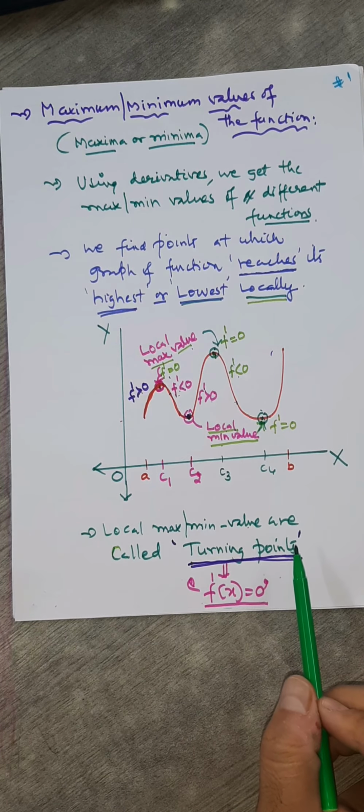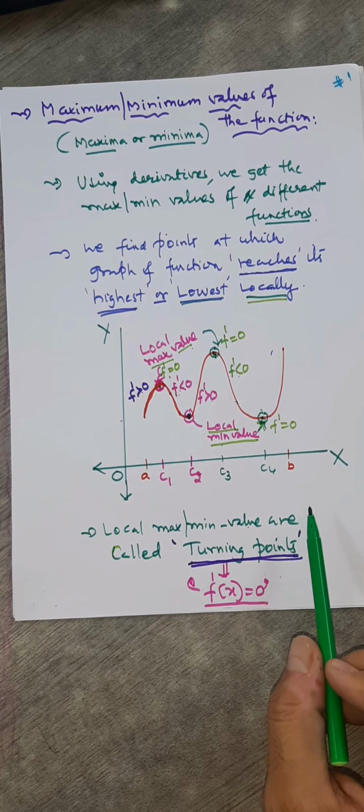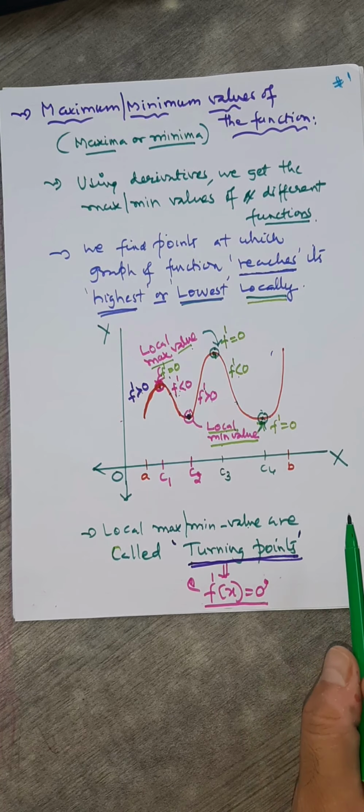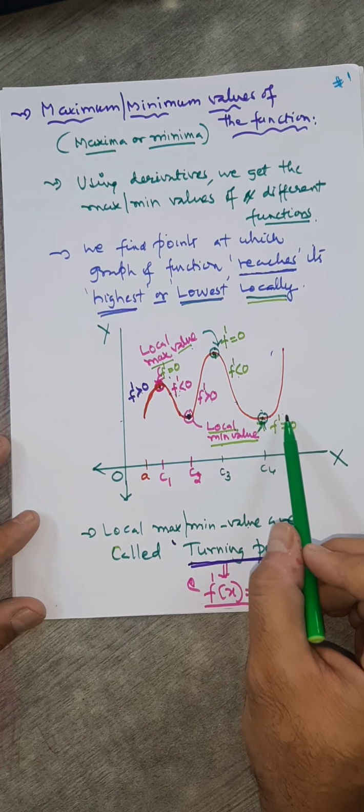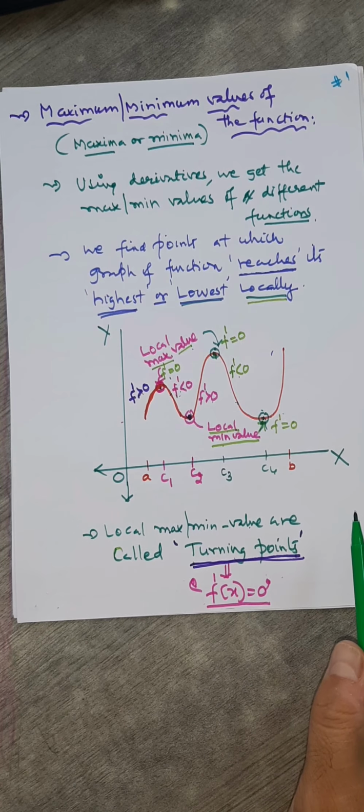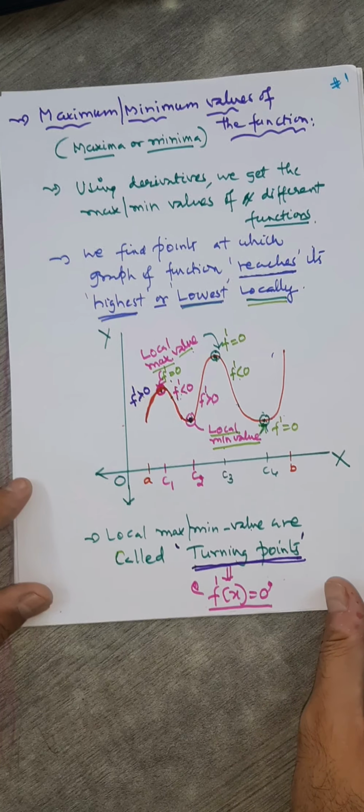Then we come to one more word which is called globally. Globally means what? In the entire domain. In the whole domain, where the function has the highest value, that is known as a global maximum, or sometimes it's called the absolute maximum or minimum values.